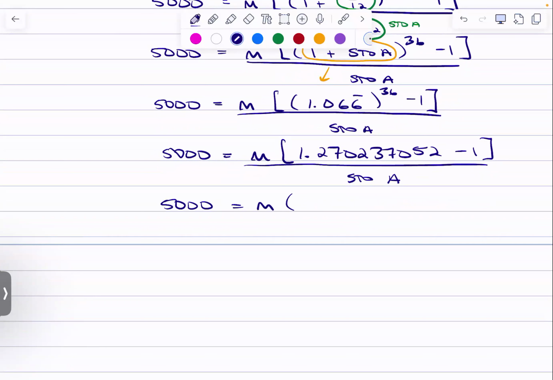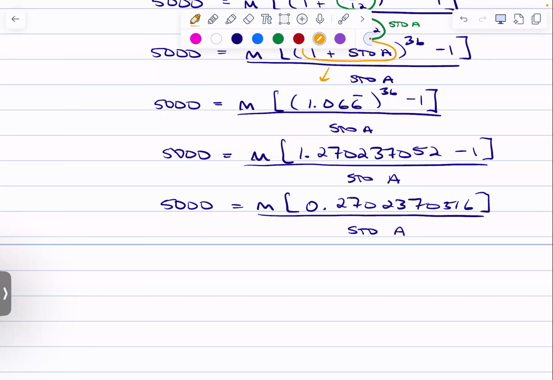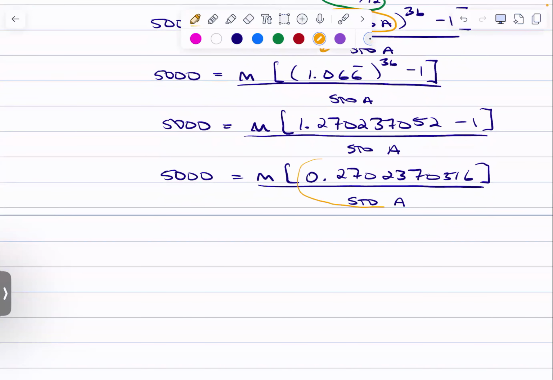M times, I'll use square brackets still, 0.27023705516, then divided by store in A. Now, there's a couple of different ways that you could do this. You could simplify this number, right? Because it's all multiplying and dividing, the order doesn't matter.